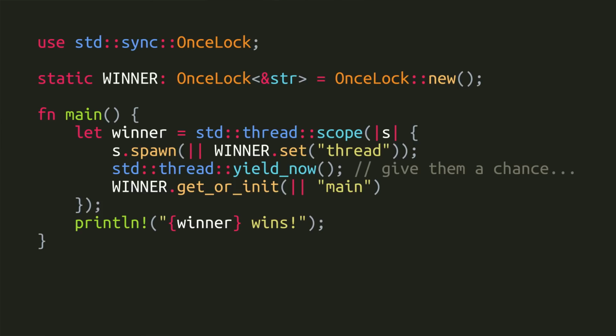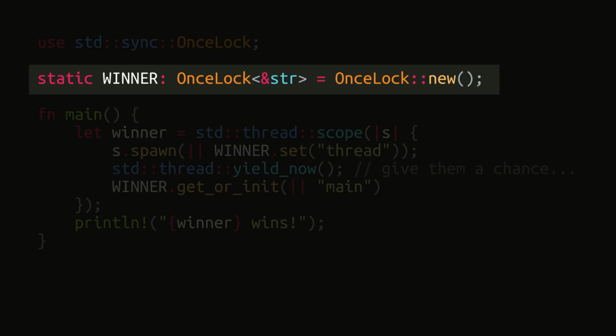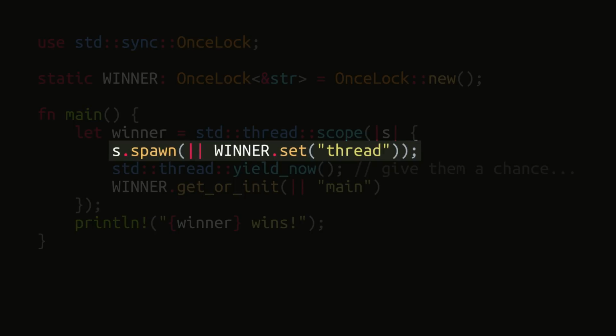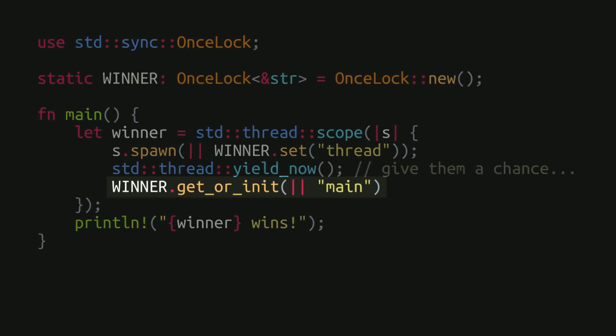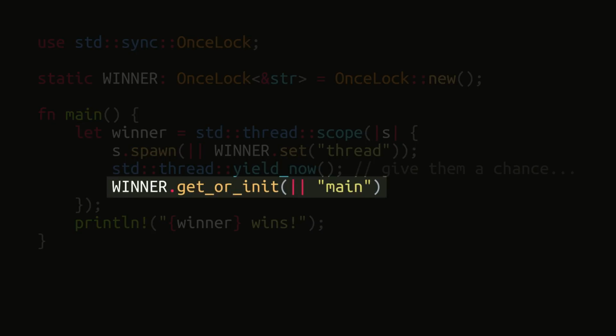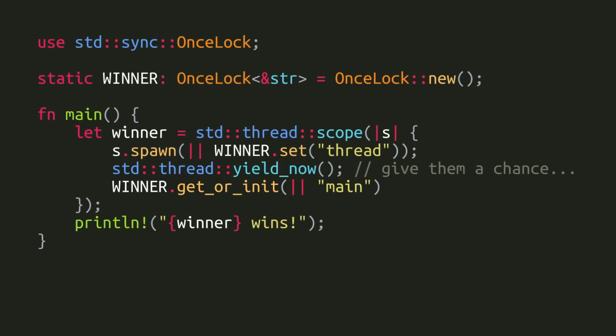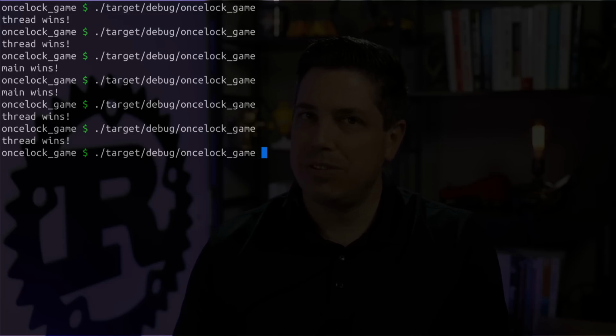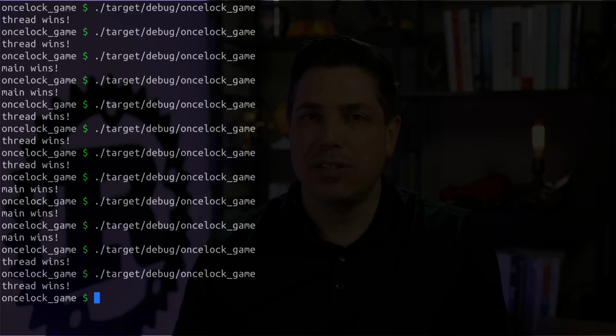The release blog post includes a fun code snippet that demonstrates setting up a race between two threads attempting to initialize a OnceLock at the same time. First, it sets up a static variable named winner as a OnceLock, then it spawns a thread that attempts to set the value to the word thread while the main thread tries to read the variable, setting the value to main if it hasn't been set yet. Whichever thread sets the value first wins. Here's what it looks like when I run the program repeatedly. Sort of interesting. If you want to read more about OnceCell and OnceLock, there are links in the description.